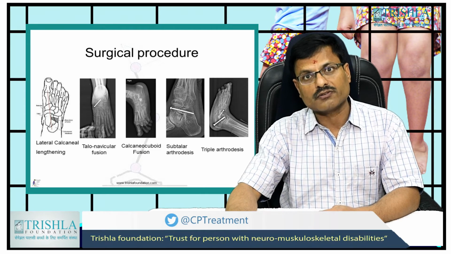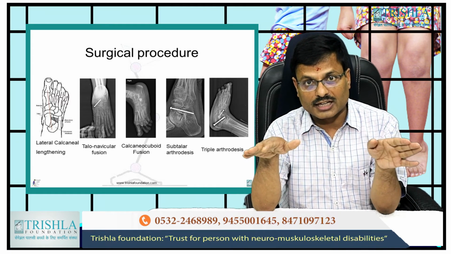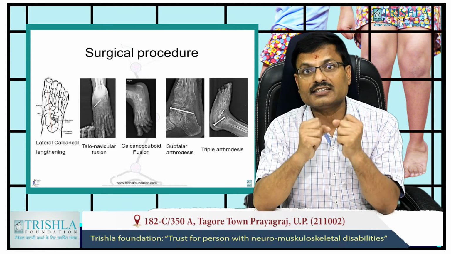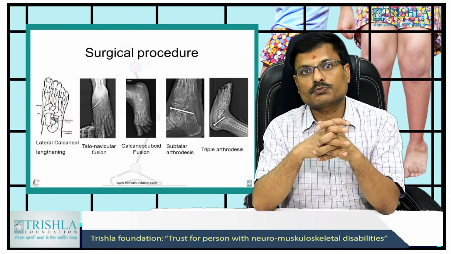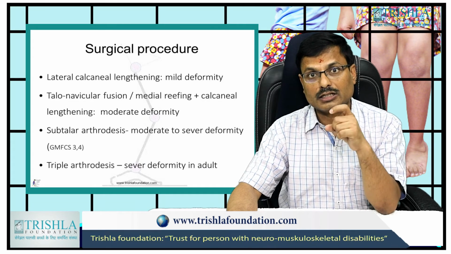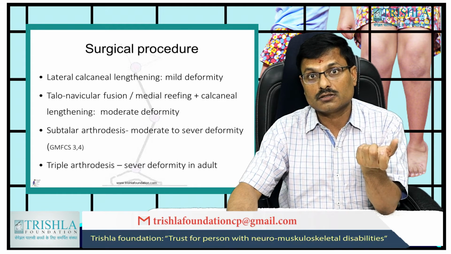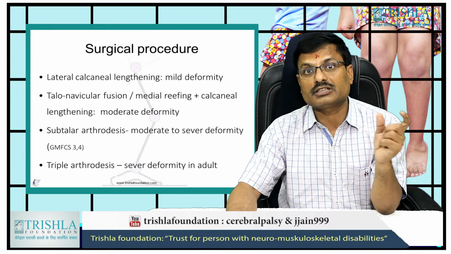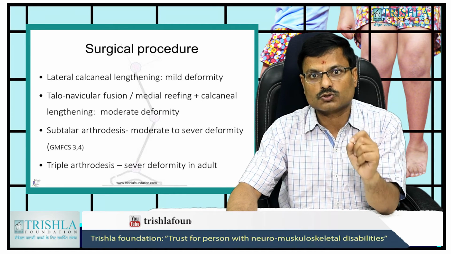Planovalgus means the foot is going outside. That has to be corrected, because if the foot is going outside, the soleus muscle will not be able to work. And the function of the soleus muscle is to straighten the knee joint, so that the foot should be straight. For straightening of the foot, if there is a mild deformity, then lateral calcaneal lengthening, that means lengthening of the heel bone. If it is more than mild, a moderate deformity, then we also need medial reefing of the talonavicular joint. The talus and navicular bone joint will be reefed, and sometimes we put a screw also.